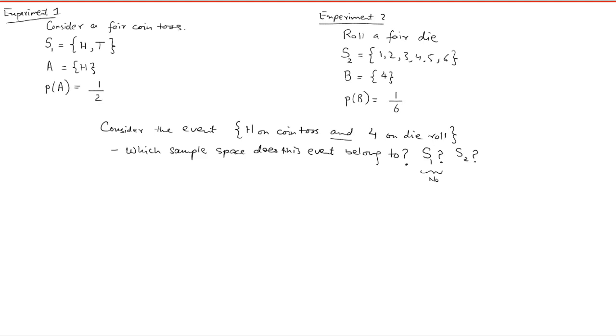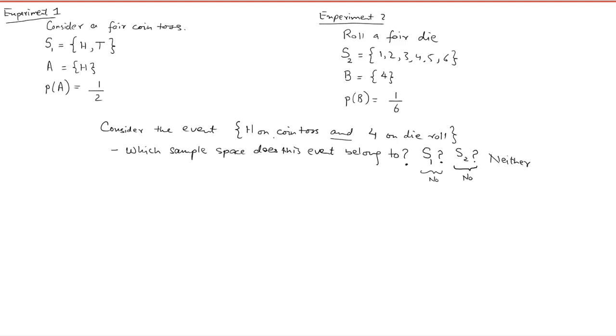S2, does it belong to S2? Yes, sir. So you can have a head on in sample space S2. नहीं. No, sir. So this event, head on coin toss and 4 on die roll, neither belongs to sample space 1 nor does it belong to sample space 2. This event belongs to neither of them, which means this event is neither an outcome of the first experiment nor an outcome of the second experiment.